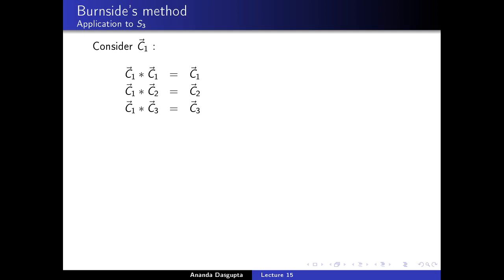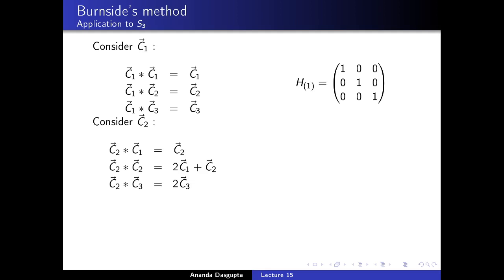So, for example, C1 is very simple. C1 star C1 is C1, C1 star C2 is C2, and C1 star C3 is C3. And here the expansion simply gives us the components of the identity matrix. So H1 is going to be 1 0 0, 0 1 0, 0 0 1. Now let us consider C2. C2 times C1 is of course C2. C2 times C2, we had already seen before, is 2C1 plus C2.